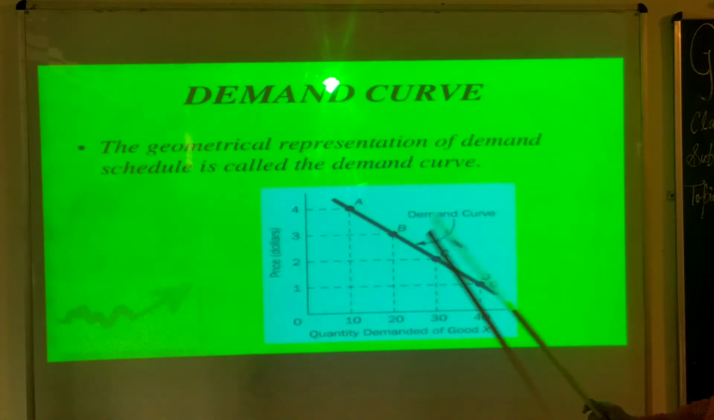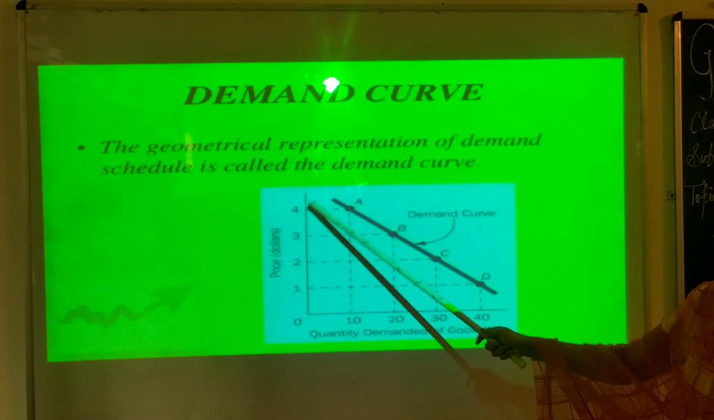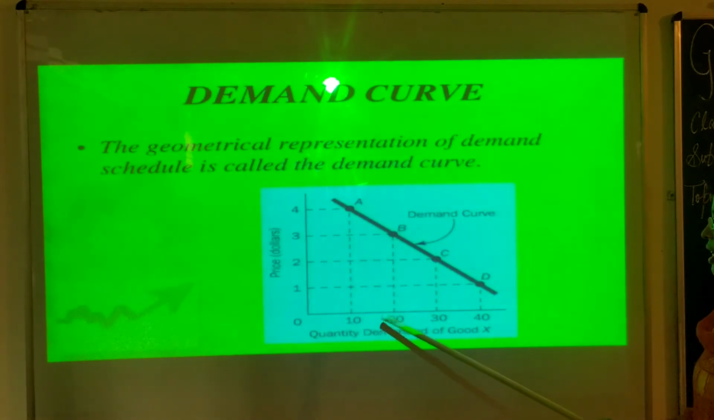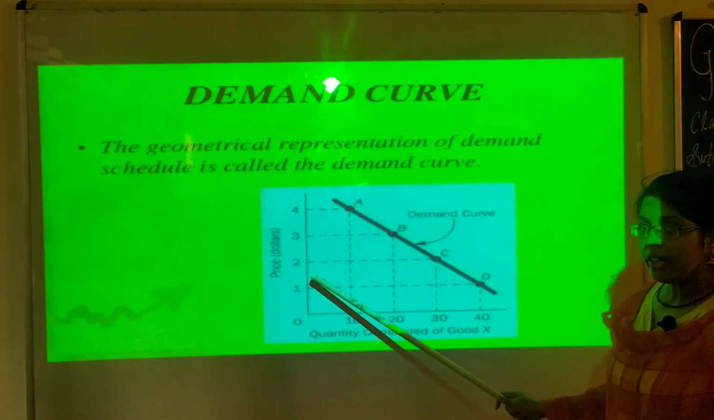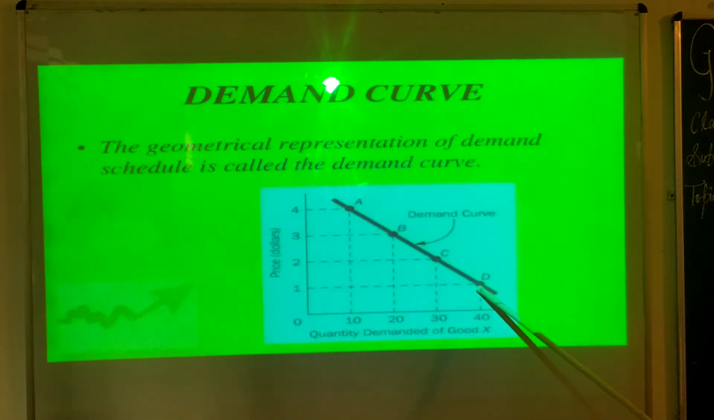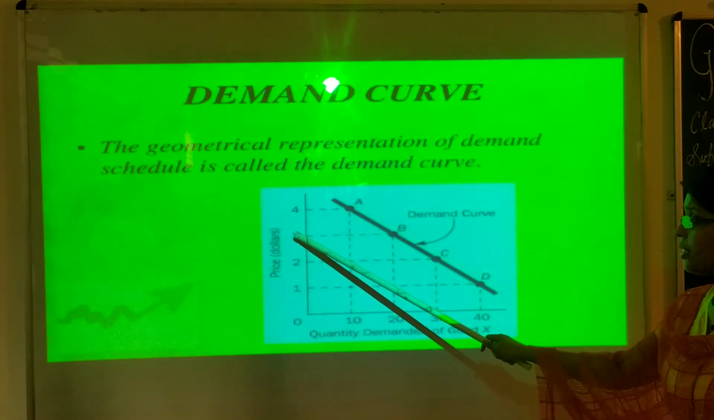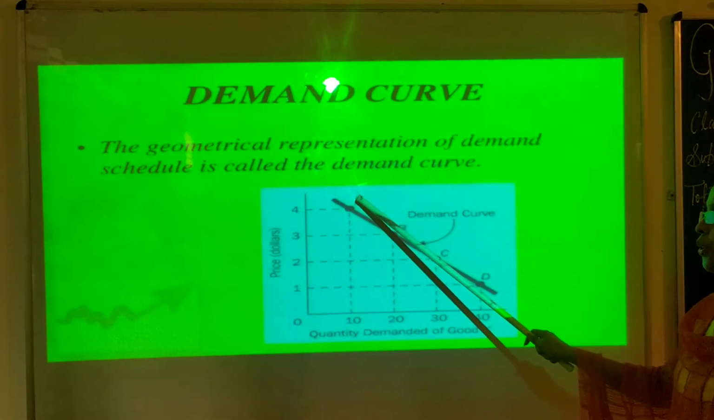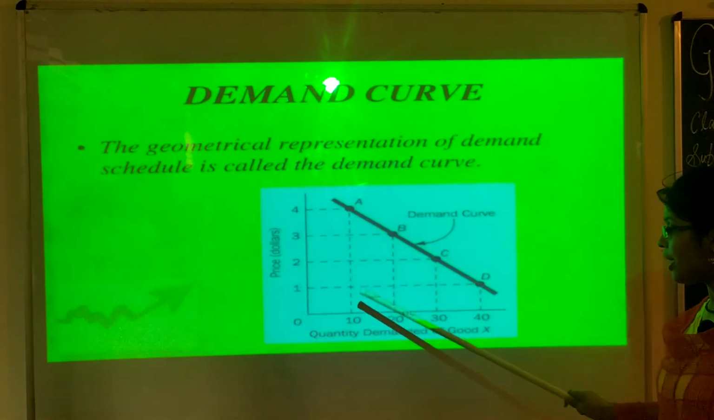Now let's have a look here. This is price mentioned here 0, 1, 2, 3, 4, and here the quantity demanded is mentioned on different prices. Quantity demanded was 10, 20, 30, 40, you have seen earlier. When price was 1, quantity demanded was highest, 40. When price was 2, quantity demanded was 30. When price was 3, quantity demanded was 20, and when price was 4, quantity demanded was 10.